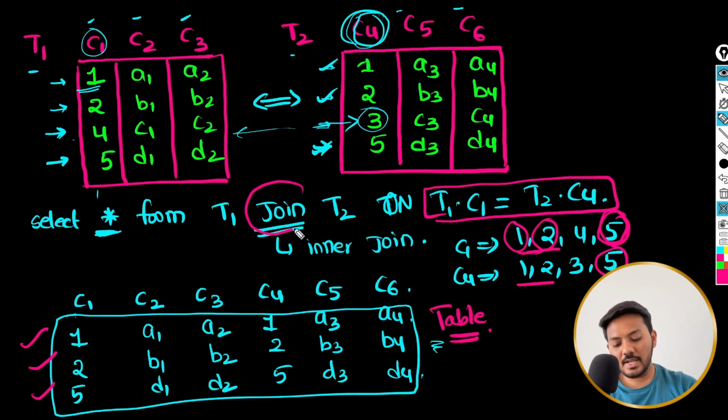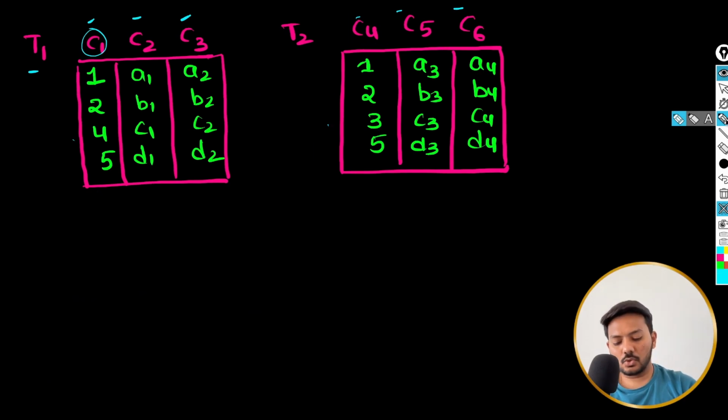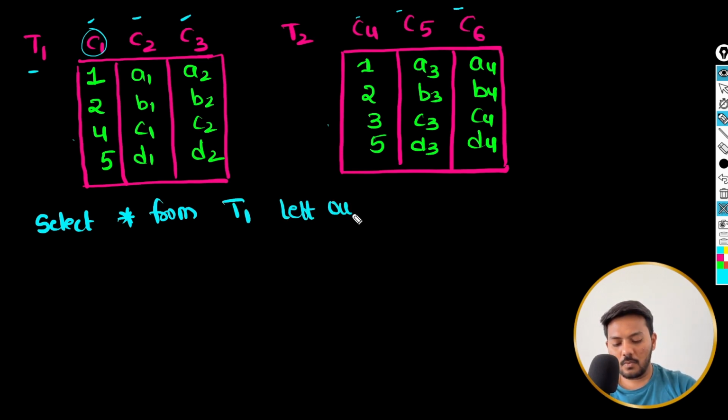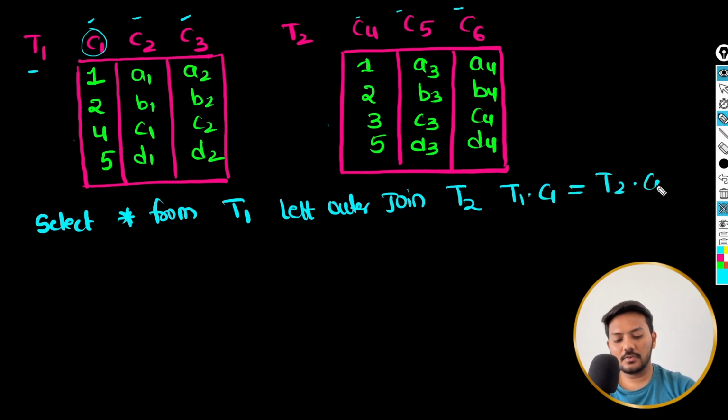Now I will just change this query a little bit and let's understand about left outer join. So I will modify the query like this. I will say select star from T1. Now instead of join, I will say left outer join, and I will want to do it on T2, and I will say T1.C1 equal to T2.C4, right? So this is the same as previous query, but instead of join, we have left outer join.